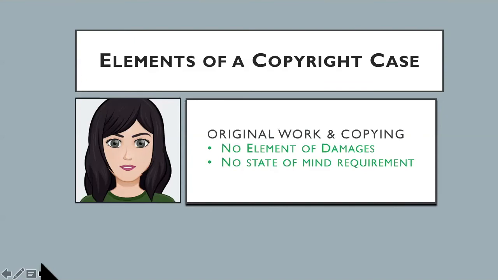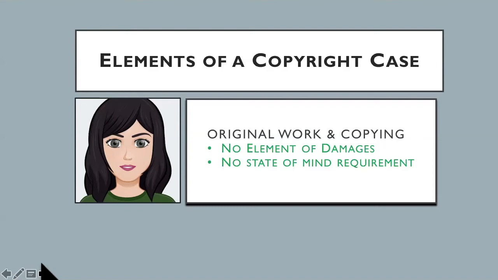There's no element of damages. There's no requirement that the copying caused a harm in the terms of money or other damages. There could just be damages presumed, and those are given in the form of statutory damages, money, to the copyright plaintiff without having to prove that they lost profits or anything like that. So there's no element of damages.